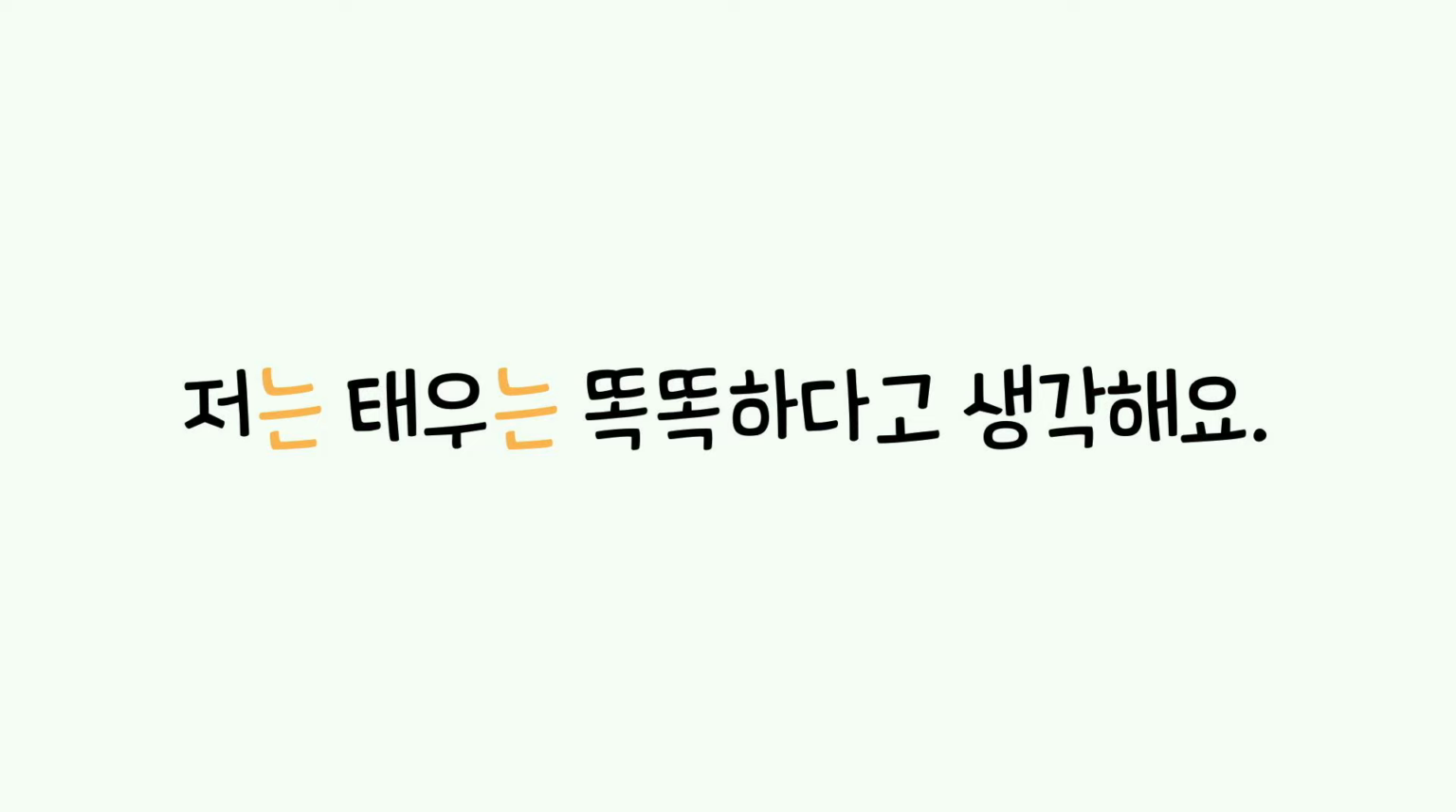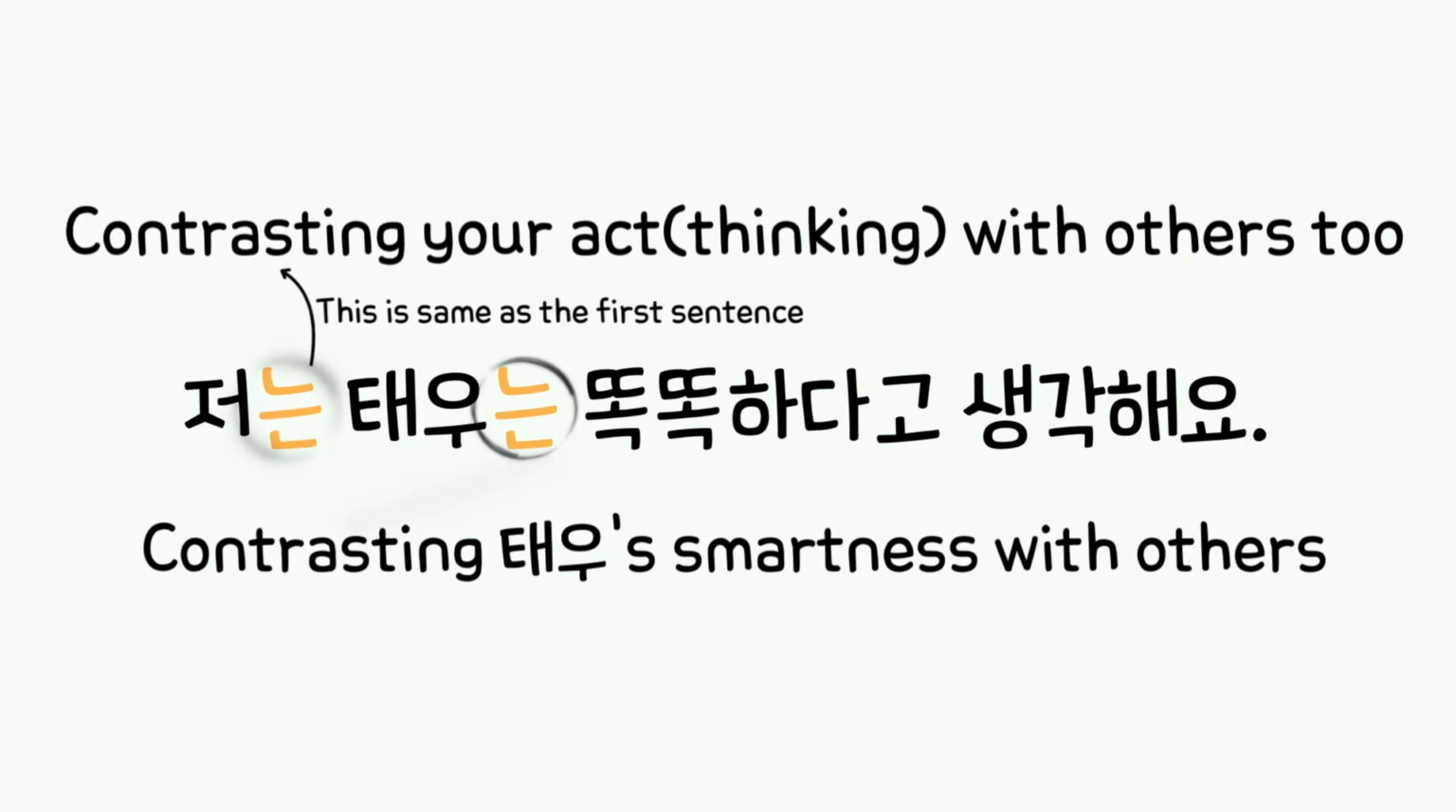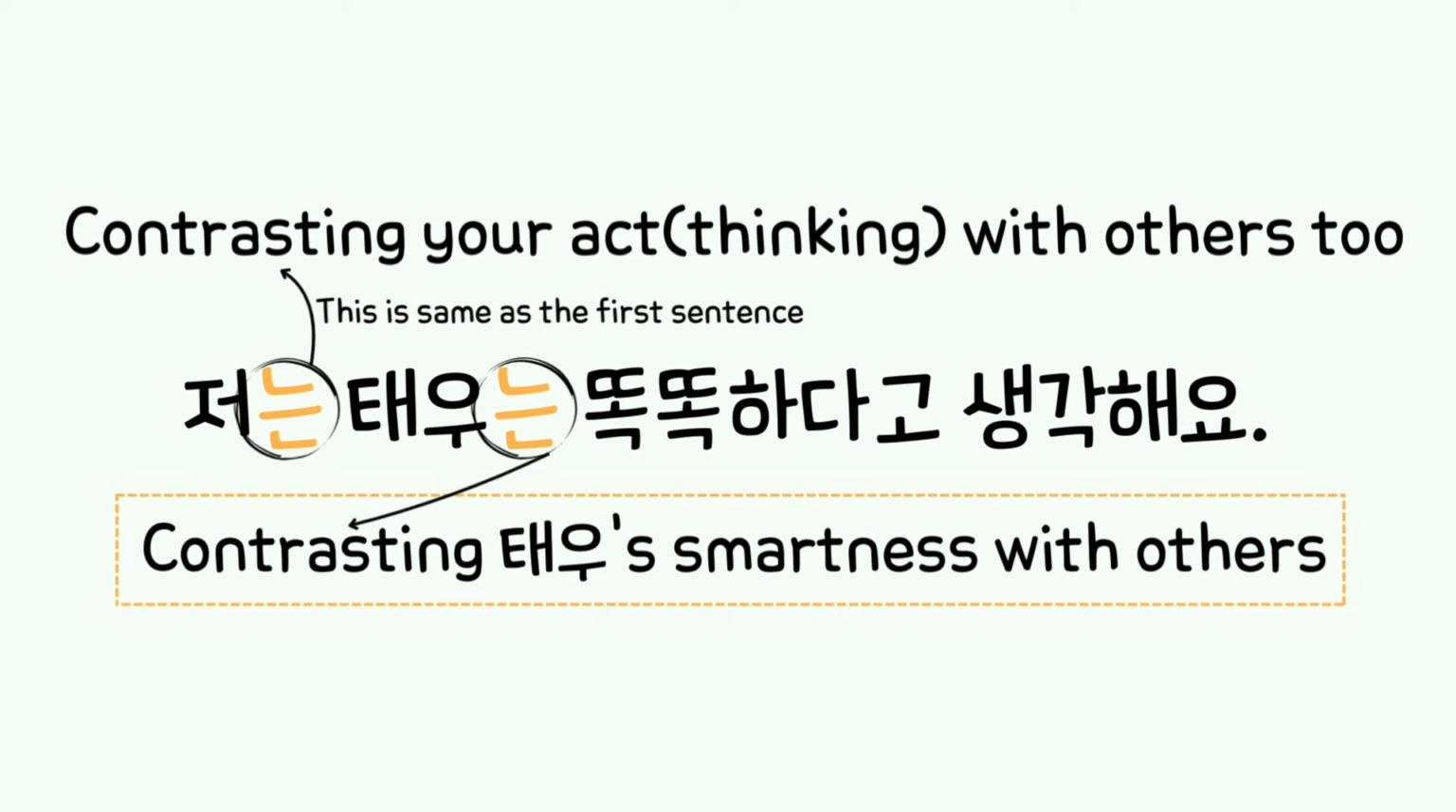The second one, 저는 태우는 똑똑하다고 생각해요. Here, the key difference from the first sentence is that you are implying others are not as smart as 태우, because using 는 contrasts 태우's smartness. That's why this sentence can be used when you want to show that others might not think 태우 is smart, highlighting both your contrasting opinion and 태우's outstanding intelligence.